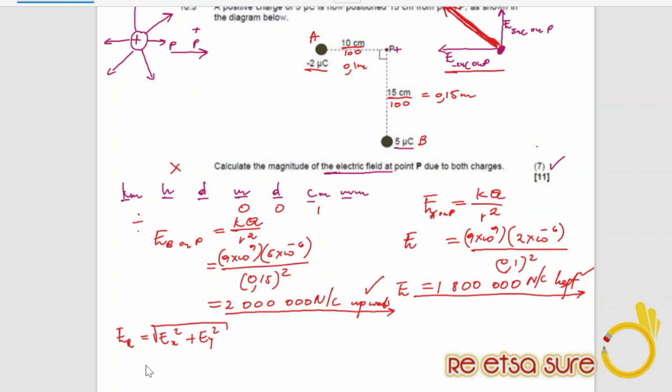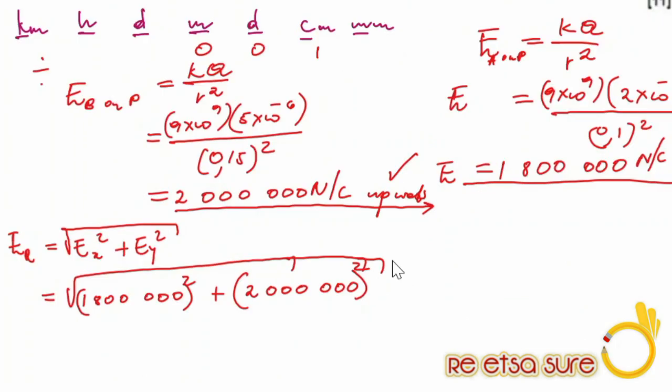My beautiful learners, what is our x? Our x is this one, which is 1,800,000 (1.8 million) squared, plus what is our E_y? Our E_y in this situation must be 2 million, so it's 2, 1, 2, 3, 4, 5, 6, and then I put squared. And then from this side I must take everything on my calculator.